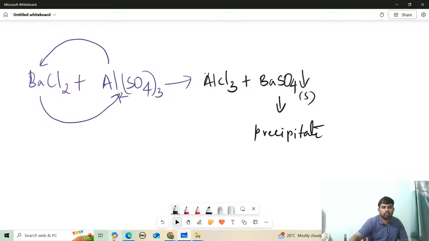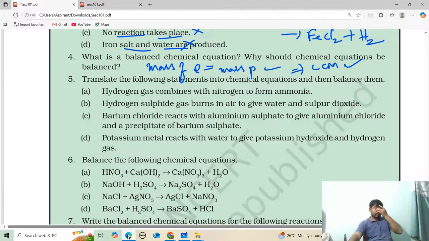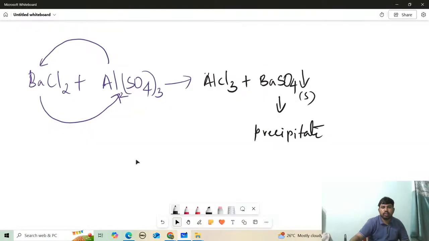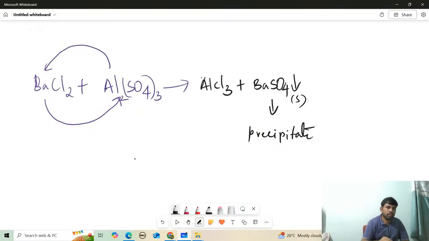Now see, one more next question: potassium metal reacted with water. So you can say potassium plus water. So K plus H2O gives rise to potassium hydroxide KOH plus hydrogen gas produced here.